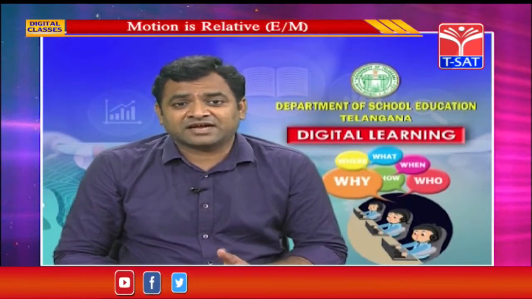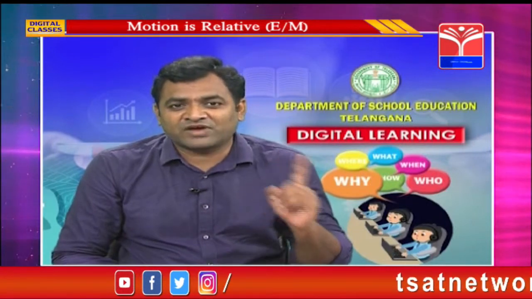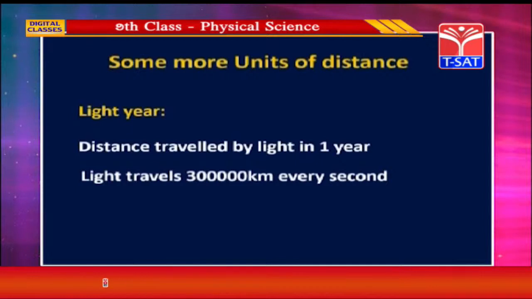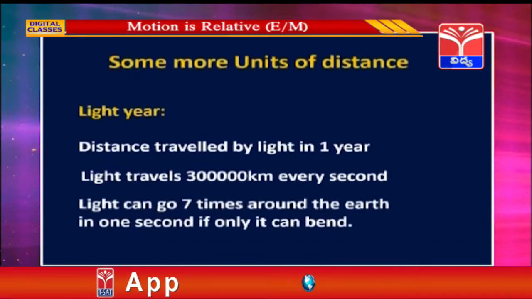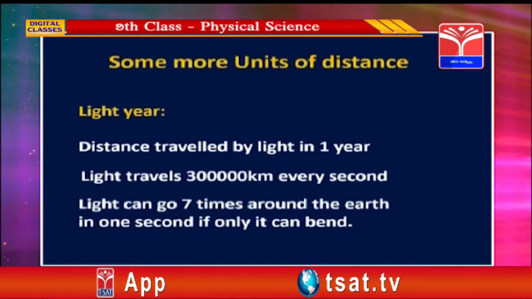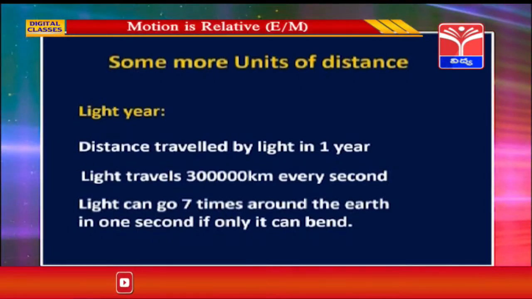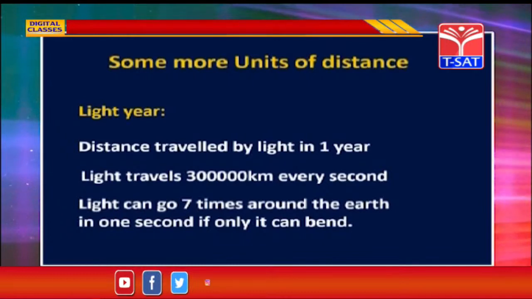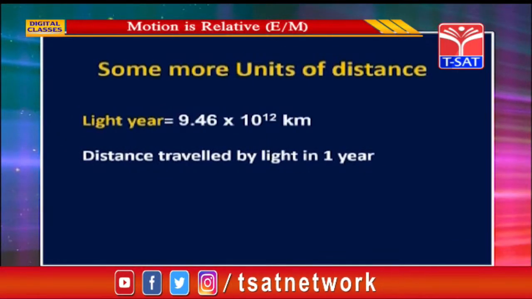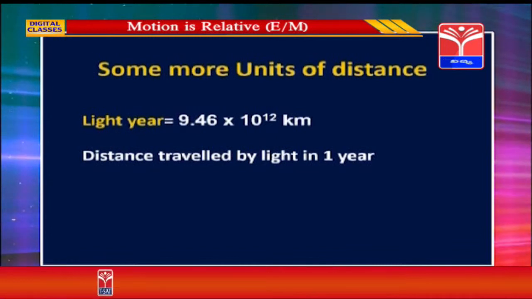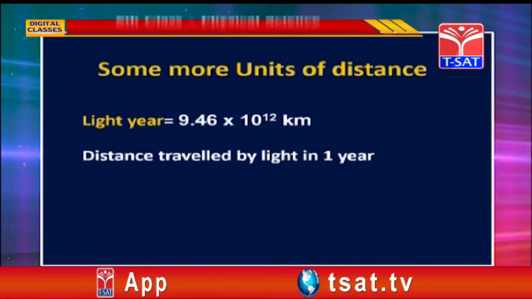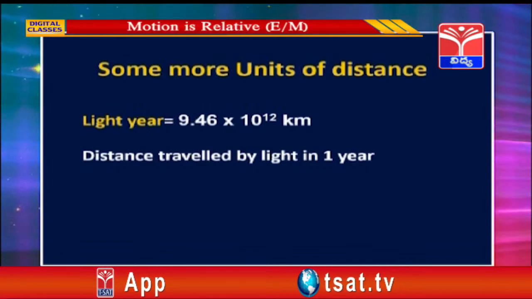And if at this speed, light is traveling for 1 year, imagine the distance. Light travels at 3 lakh kilometers every second. At this speed, light can go 7 times around the earth in 1 second, if only it could bend. We all know that light travels in straight lines, it can never bend. A light year is equal to 9.46 into 10 power 12 kilometers, this is the distance which is travelled by light in 1 year.